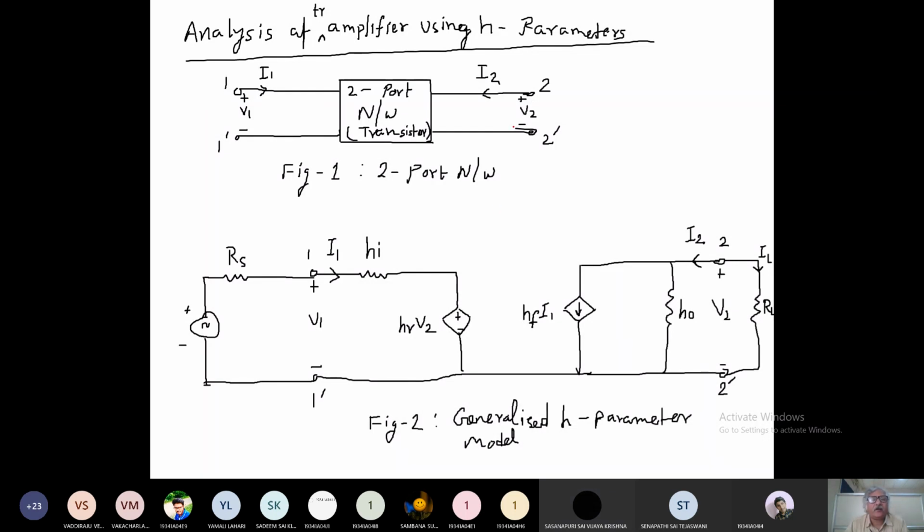So yesterday we started the discussion of analysis of transistor amplifier. Right. So this figure 2 is the generalized h parameter model.